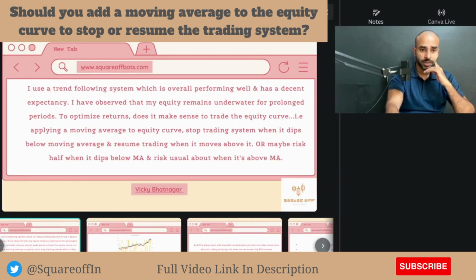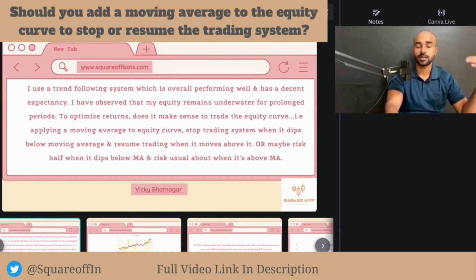I use a trend following system which is overall performing well and has a decent expectancy, and I've observed that my equity remains underwater for a prolonged period. To optimize returns, does it make sense to trade the equity curve? That is, applying a moving average to the equity curve, stop trading systems when it dips below the moving average, and resume trading when it moves above it. Or maybe risk off when it dips below the moving average and risk as usual when it's above the moving average.